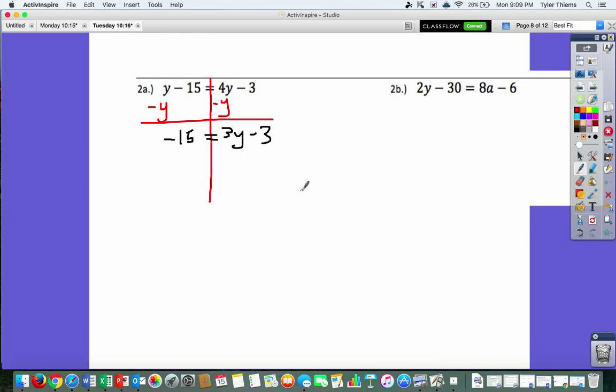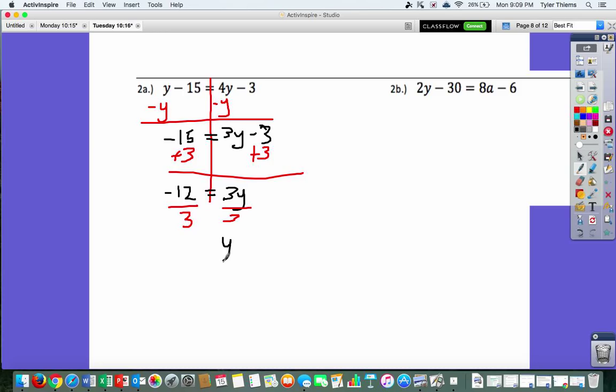Next step is we're going to add 3 to both sides to get the y by itself. You have to add 3. New equation: 3y, those 3's are gone, equals negative 15 plus 3, that's negative 12. Divide both sides by 3.